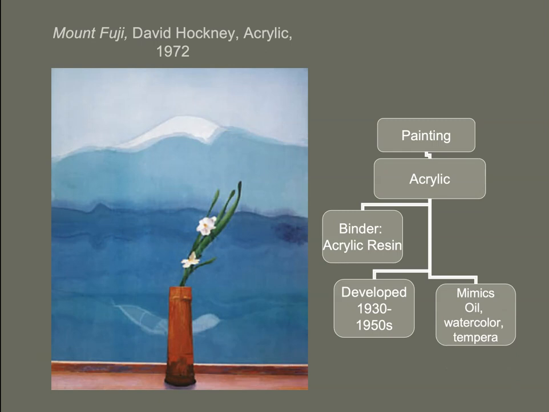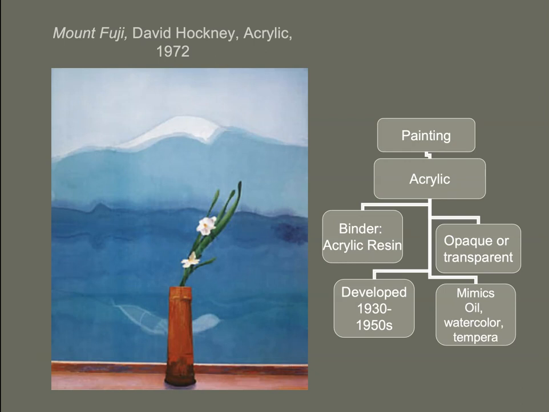One of the great things about acrylic is that it mimics oil. It can mimic oil, watercolor, or tempera. So it can be hard to tell the difference between an acrylic painting and an oil painting or a watercolor painting, depending on how the artist has used the paints. It can be opaque or translucent. If it's used thickly and not watered down, it can be opaque. Or if it's watered down, it can be very transparent.